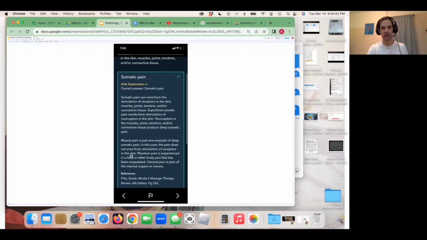Phantom pain is experienced in a limb or other body part that has been amputated. Visceral pain is pain of the internal organs or viscera.